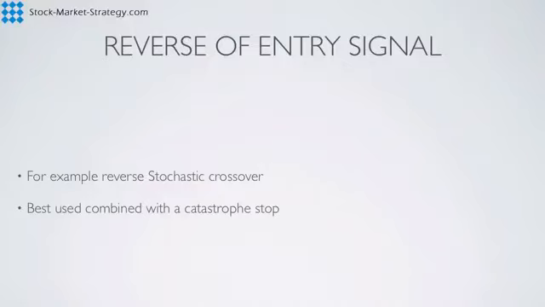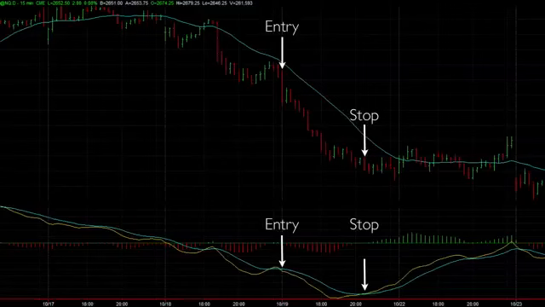Another stop is the reverse of the entry signal. For example, if you have a stochastic crossover to the downside, your exit will then be if the stochastic crosses to the upside. This is best used if you combine it with a normal hard stop. Let me show you here a way of using the reverse signal.